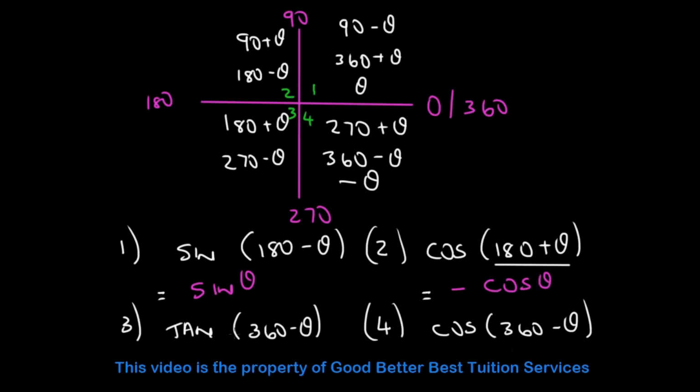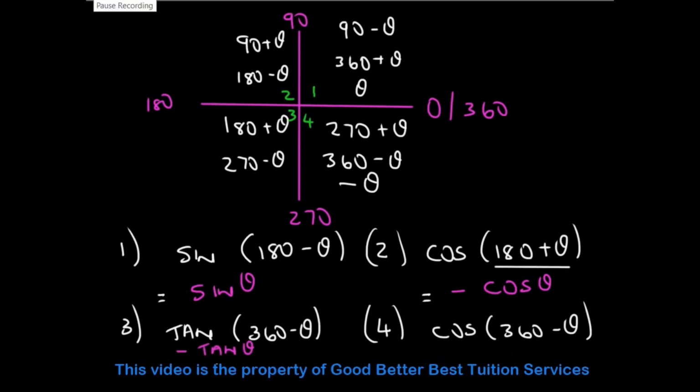Tan of 360 minus theta. Where do we place this? This is in the fourth quadrant. And in the fourth quadrant, tan is negative. What does that give me? It gives me negative tan theta. Let's look at the final one. The final one is cos of 360 minus theta. Which quadrant is that in? It's in the fourth quadrant. And in the fourth quadrant, cos is positive. So our answer will be cos theta.